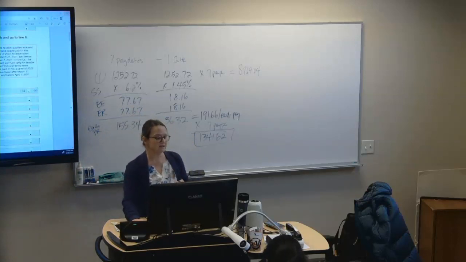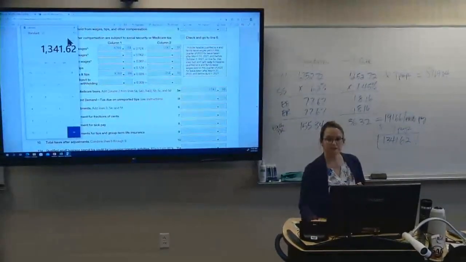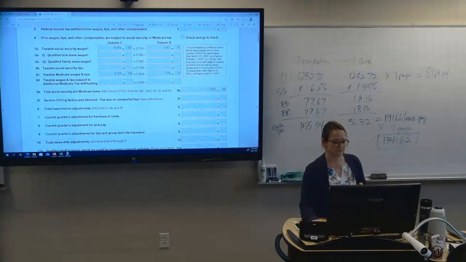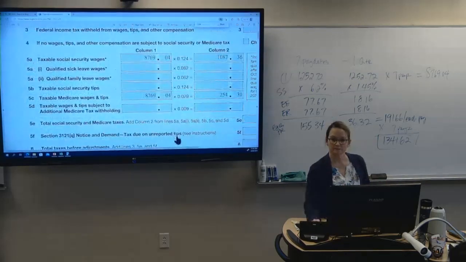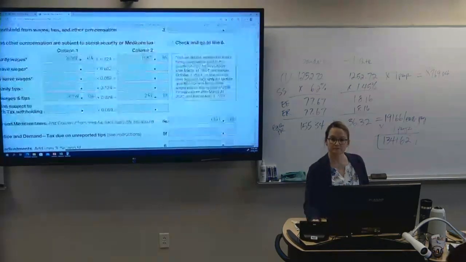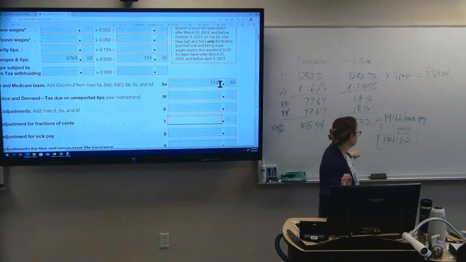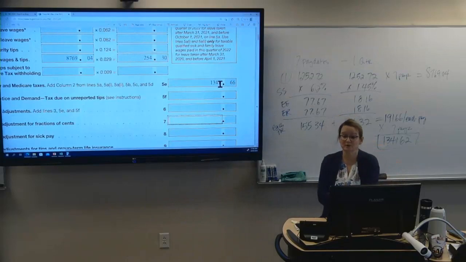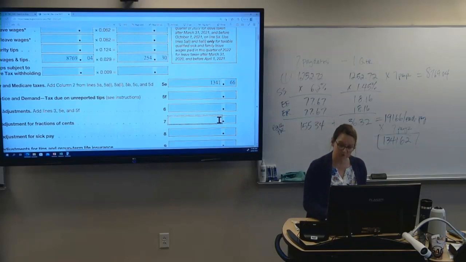So to fix that, what we do is we use this fractions of cents, the current quarter's adjustment for fractions of cents here on line 7. It's a little bit bigger so you can see it. So again, we have to force this 1341.66 to be 1341.62, which means we have to subtract 4 cents from it, right? So that's what we would do. Just put a minus there, .04.